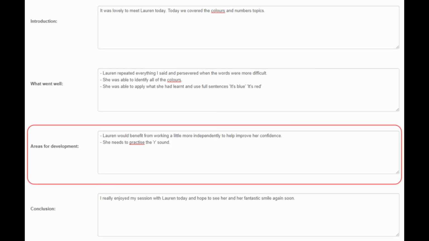So, areas for development. They've got two bullet points, which is fine. Two to three areas is what is required. And here they're really specific. They say she needs to practice the sound. The more specific you are, the better. Again, this is an achievable target that could be achieved over a small amount of time.